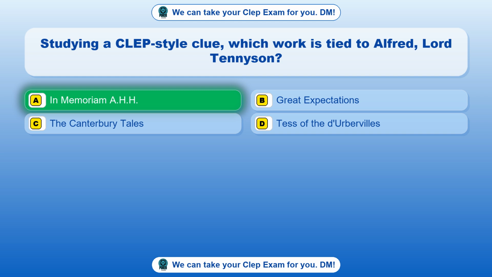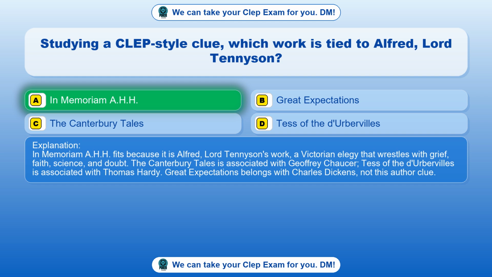In Memoriam A.H.H. In Memoriam A.H.H. fits because it is Alfred, Lord Tennyson's work, a Victorian elegy that wrestles with grief, faith, science, and doubt. The Canterbury Tales is associated with Geoffrey Chaucer. Tess of the D'Urbervilles is associated with Thomas Hardy. Great Expectations belongs with Charles Dickens, not this author clue.